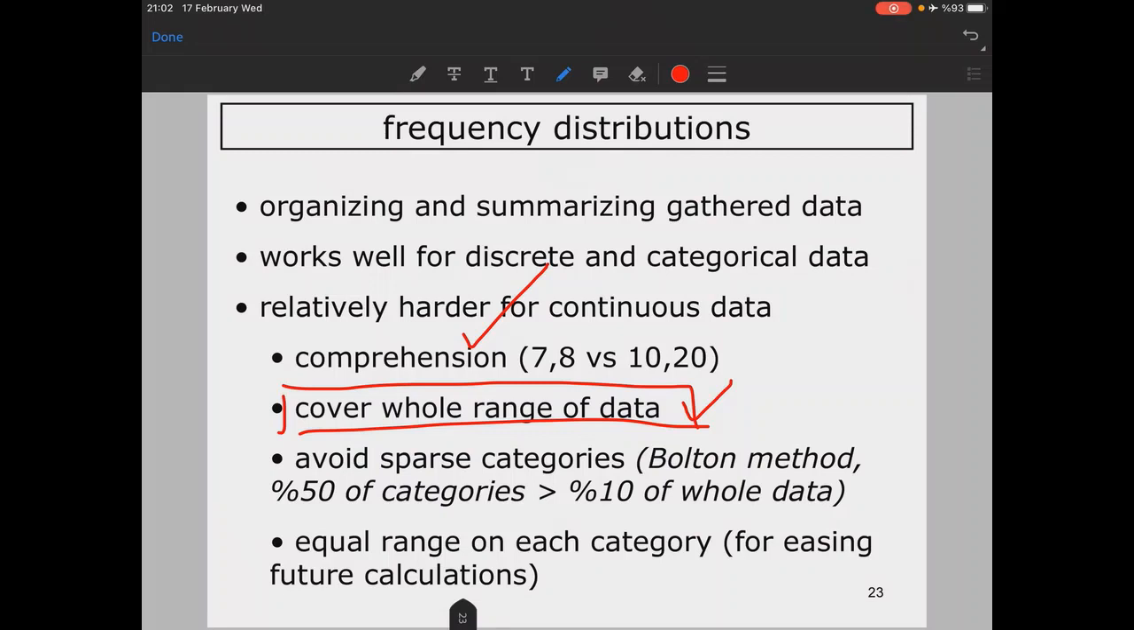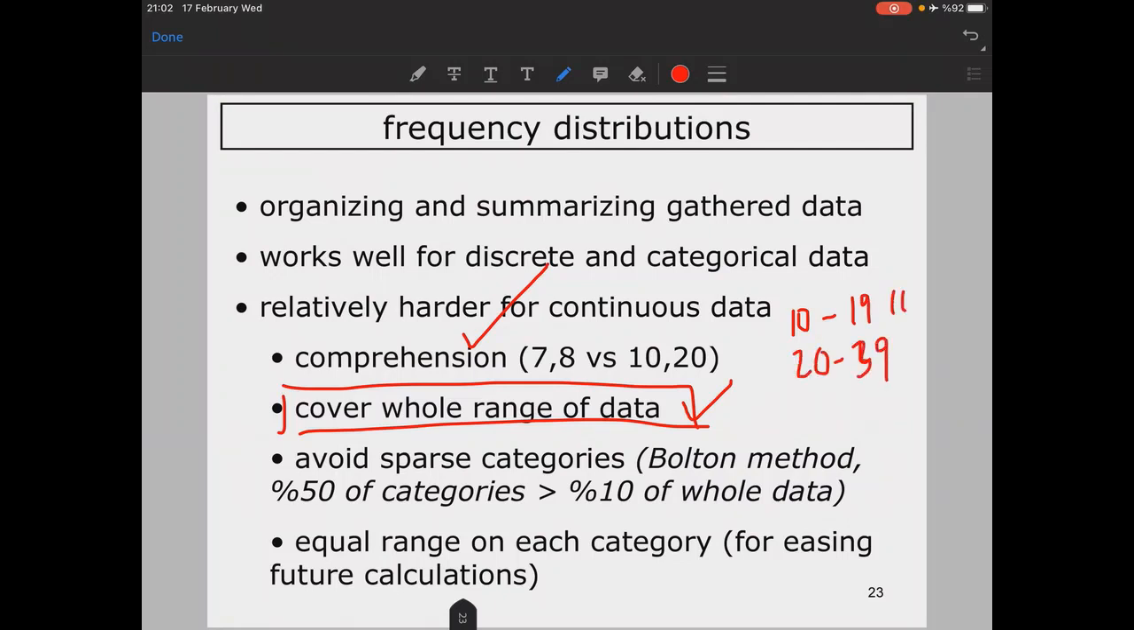We should avoid sparse categories to a degree. We use the Bolton method for this. Like your 50% of least frequent categories must cover at least 10% of your whole data. We will check whether this one holds for our example or not. And we should have equal range on each category for easing future calculations. You first have, let's say, a category like this, then you have a category like this, for example.